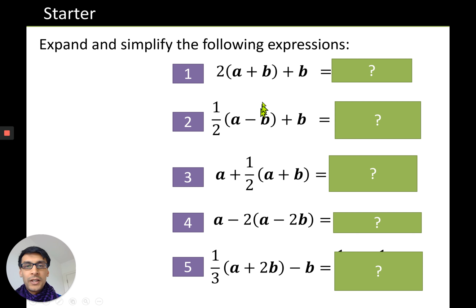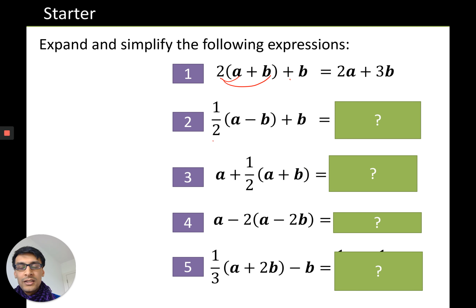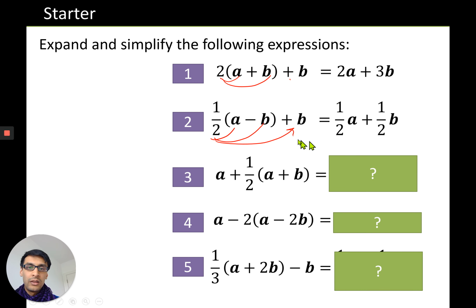Okay, so I'm now going to go through the answers with you. The first one is just expanding the bracket. So you get 2a plus 2b plus b. There's your answer there, 2a plus 3b. In this case, you're expanding again, but just with a few negatives. So you've got negative half b plus b. So then you get half a plus half b.